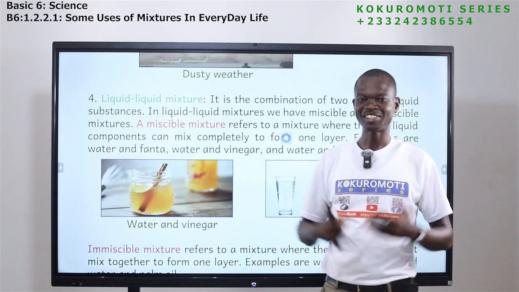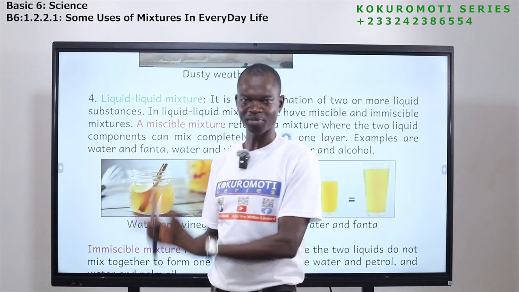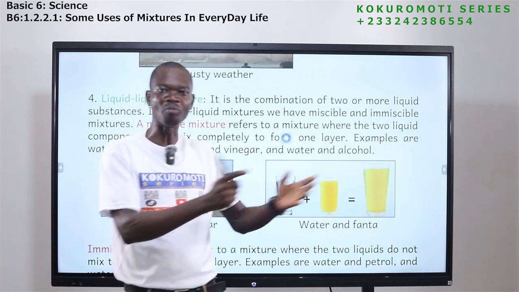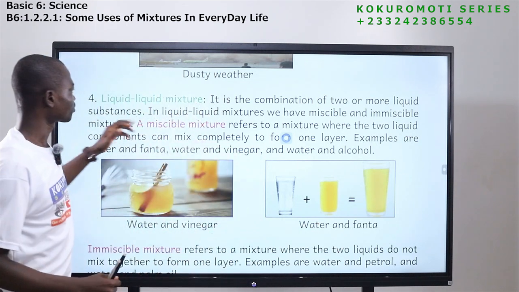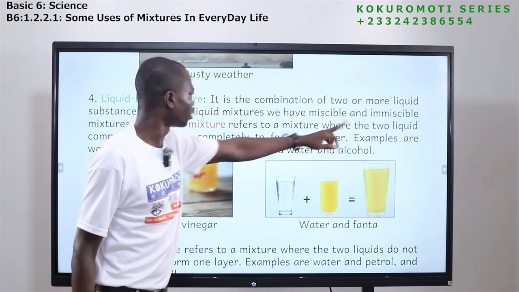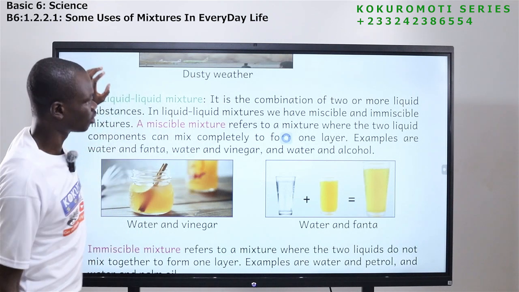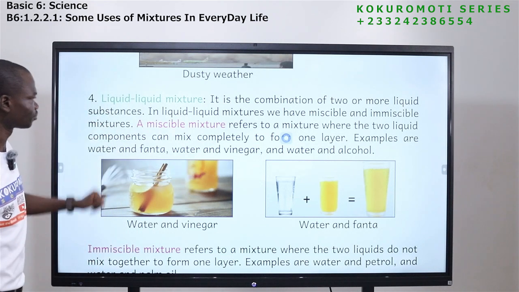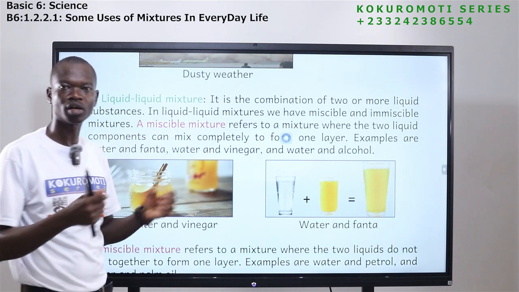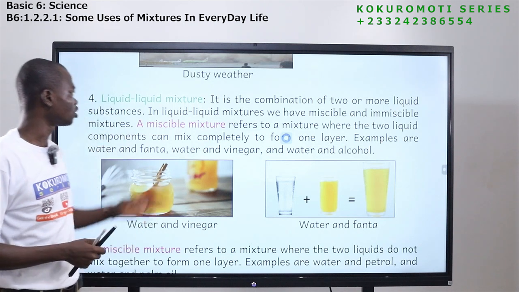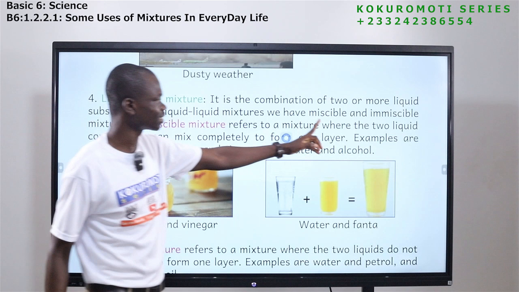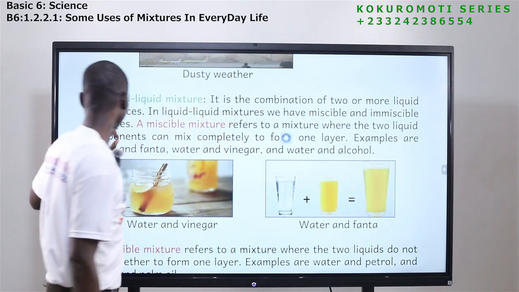The next one that we are looking at is liquid mixture. So we are talking about two or more liquids that have been put together. It is a combination of two or more liquid substances. So when you combine two or more liquid substances, that is called what? Liquid mixture.